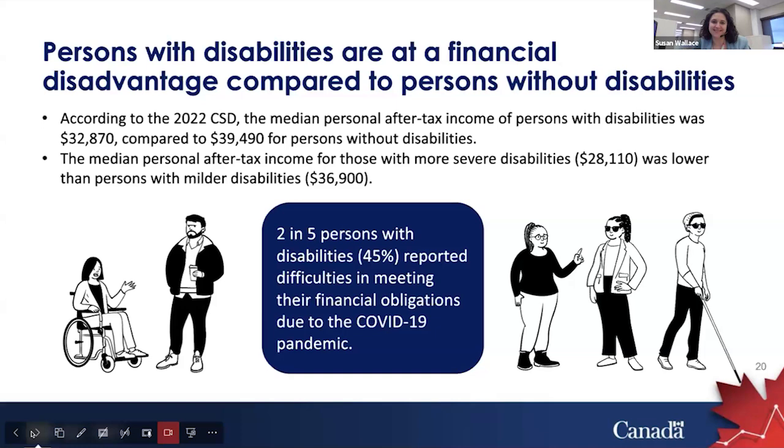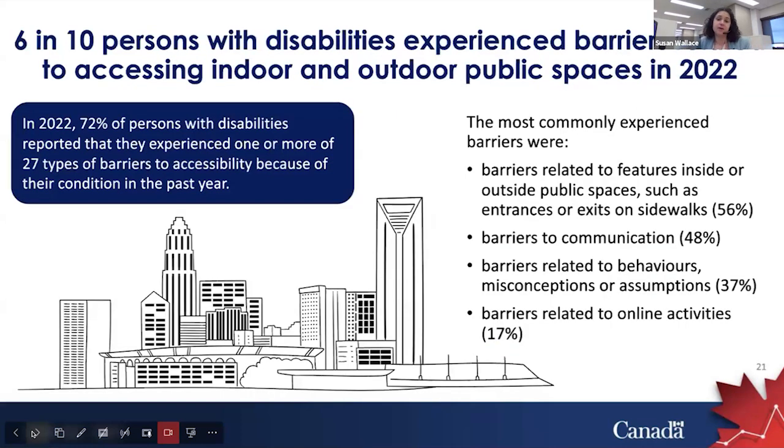Not quite there yet. I mentioned that there was new information collected on barriers to accessibility in 2022, so we're able to begin to produce information on the proportion of persons with disabilities who experience barriers to accessibility. Overall, nearly 3/4 of persons with disabilities reported that they experience one or more of the 27 different types of barriers to accessibility that were included in the survey. And we specifically ask people if they experience barriers because of their condition, not in general, because accessibility is a concern for all, but particularly persons with disabilities.